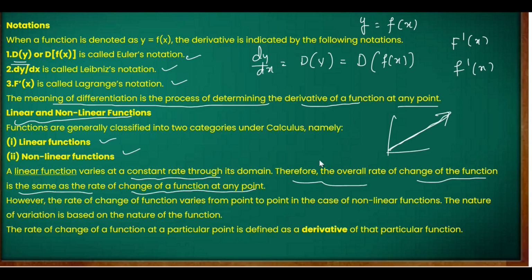Now non-linear means what? Which is not in the form of a straight line. However, the rate of the function varies from point to point in case of a non-linear function. So at every point it is going to vary like this, correct? So the graph will not be linear. So the rate of change of a function at a particular point is called the derivative. Is called what? Derivative.